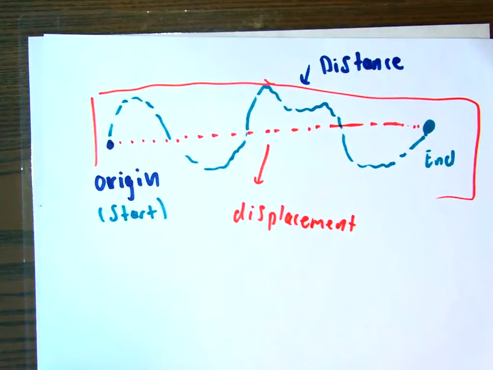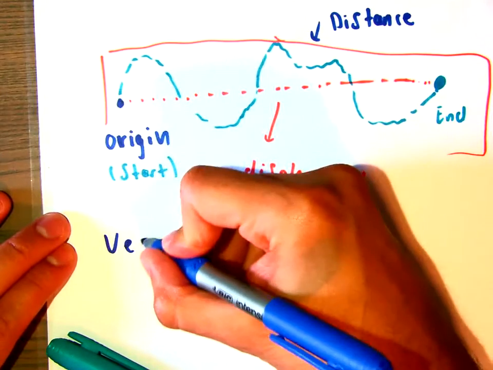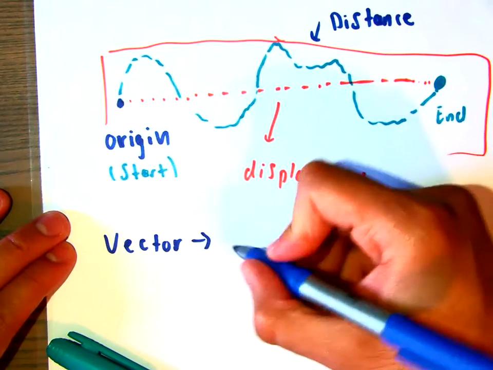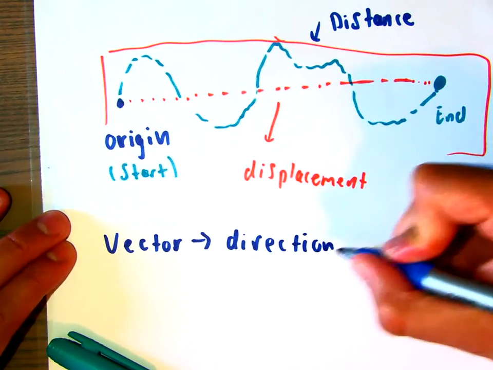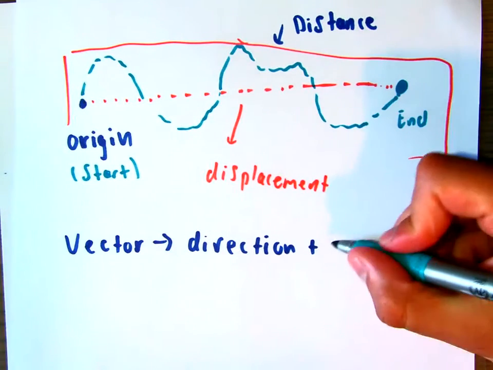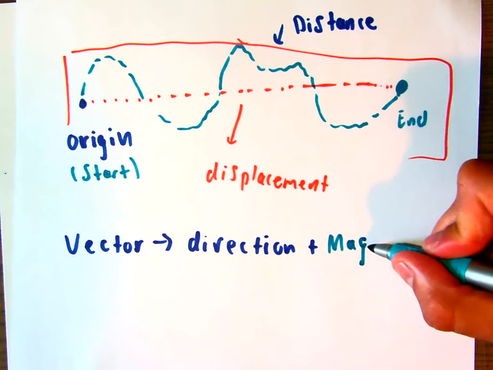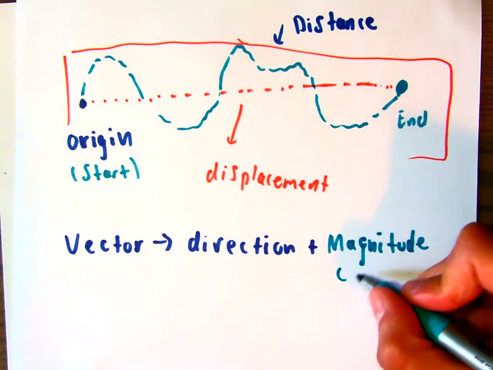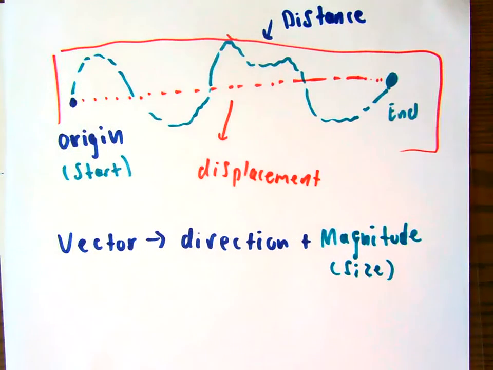The next word we have is vector, which came up in the vocab. A vector quantity is something that has a direction plus a magnitude. So a vector has direction and magnitude. What does magnitude mean? Magnitude just means the size. We'll go over an example of a vector here.